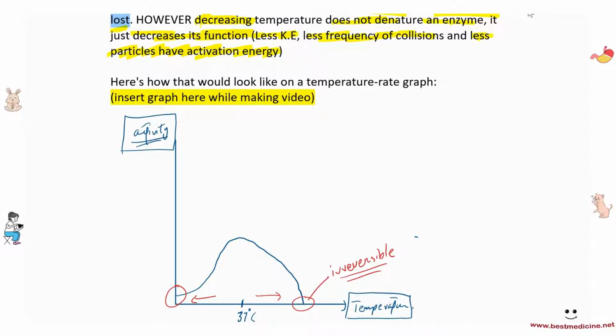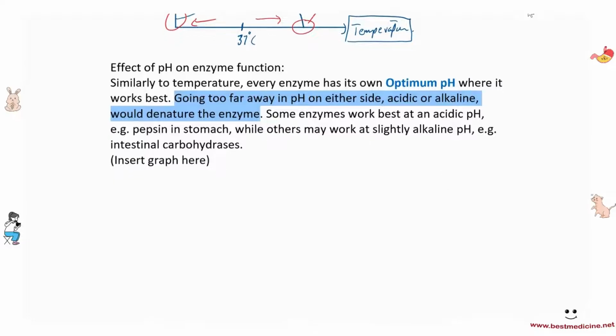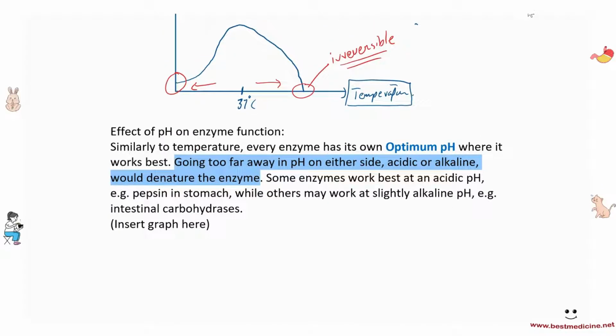Well, what about for pH? The pH is going to be a little bit similar, but a little bit different. And I think the pH graph is a bit easier. Basically, the effect of pH on enzyme function is similar to temperature. Every enzyme has its own optimum pH, right? So it would have its best pH. For example, some enzymes that work in the stomach would work best in acidic environments. Some that work in the small intestine would work best in slightly alkaline environments. Some that work in red blood cells would work best at neutral pH, right?